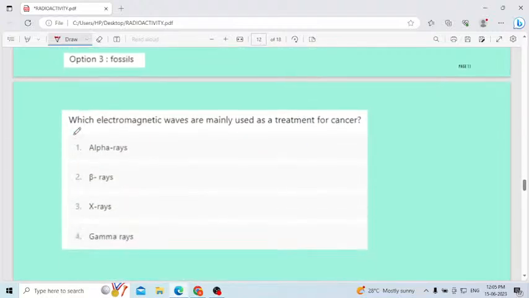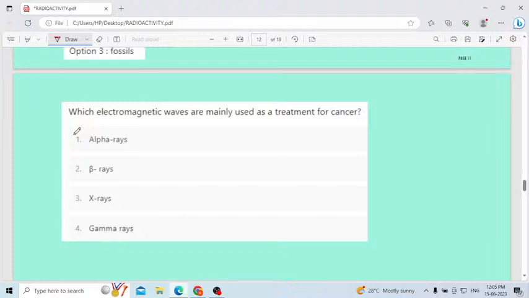Next one: which electromagnetic wave is mainly used as a treatment for cancer? First option alpha rays, second beta rays, third X rays, fourth gamma rays. Why do we use gamma rays to treat cancerous tissues? Gamma rays have high penetrating power. They can penetrate through the skin and easily into the organs of a human body. Then they can easily kill the affected tissues, and we can cure the cancer.